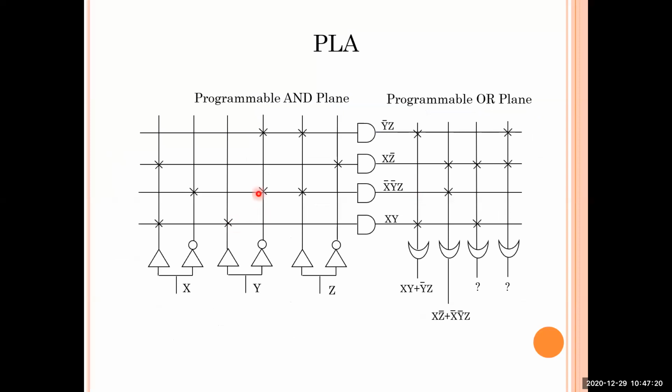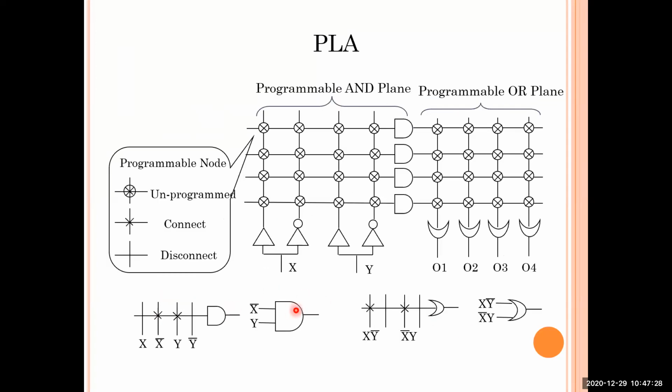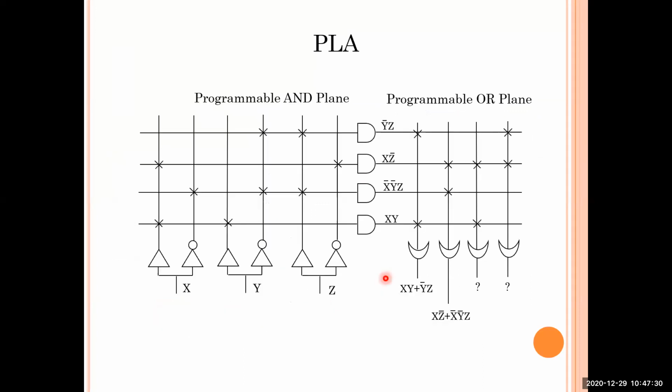Now you can see this one, the programmed AND plane and also the programmed OR plane. This is one kind of operation. See, just now I have given one example, right? I told only X and Y. Here I have taken an example of X, Y, Z. You can see how it looks.